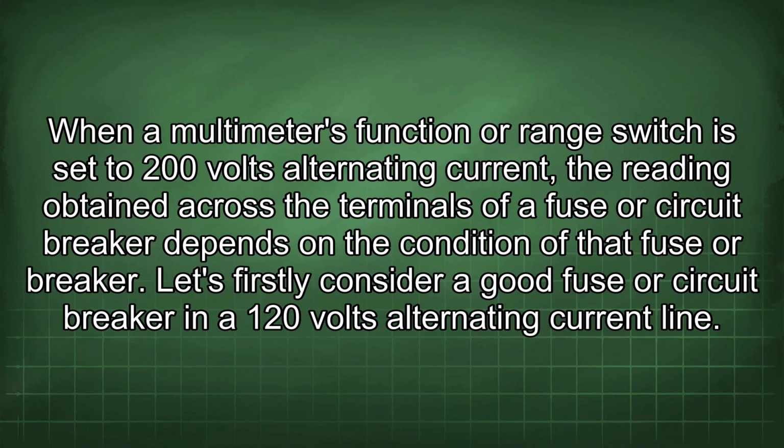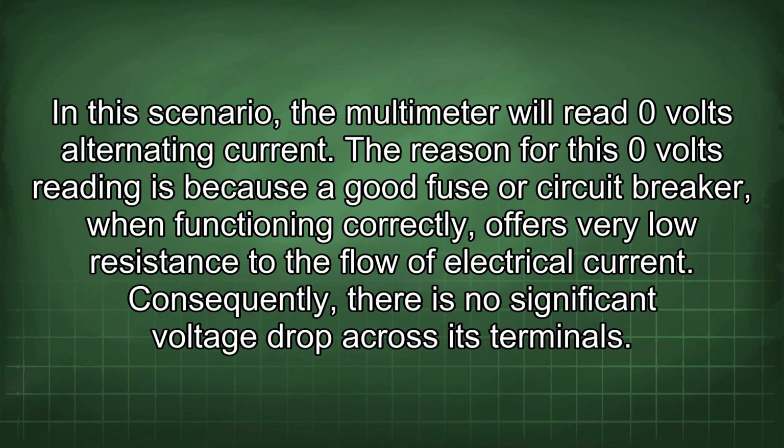When a multimeter's function or range switch is set to 200 volts alternating current, the reading obtained across the terminals of a fuse or circuit breaker depends on the condition of that fuse or breaker. Let's firstly consider a good fuse or circuit breaker in a 120 volts alternating current line. In this scenario, the multimeter will read 0 volts alternating current.